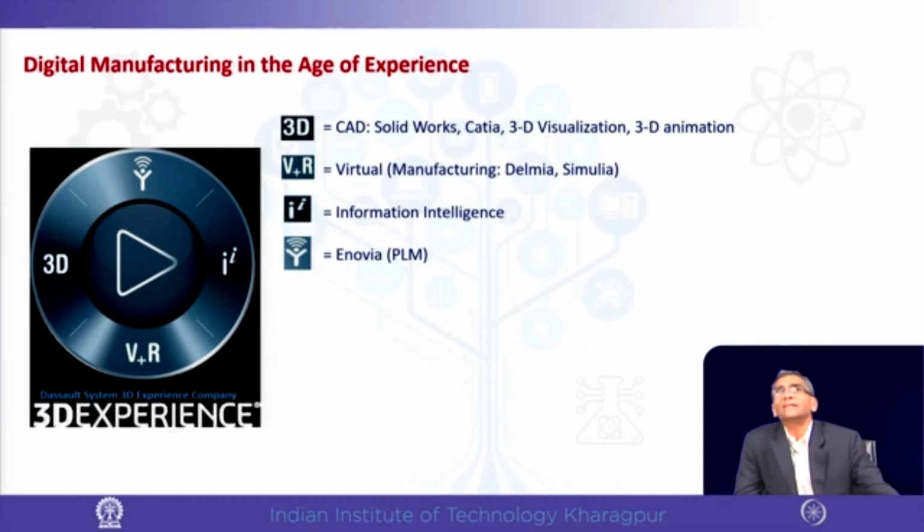One, the 3D part is for SolidWorks and CATIA, that is the design part. V plus R is the virtual manufacturing, Delmia and Simulia, that is the manufacturing software part. Then the I to I is the information intelligence, and Enovia for PLM, that is product life cycle management.